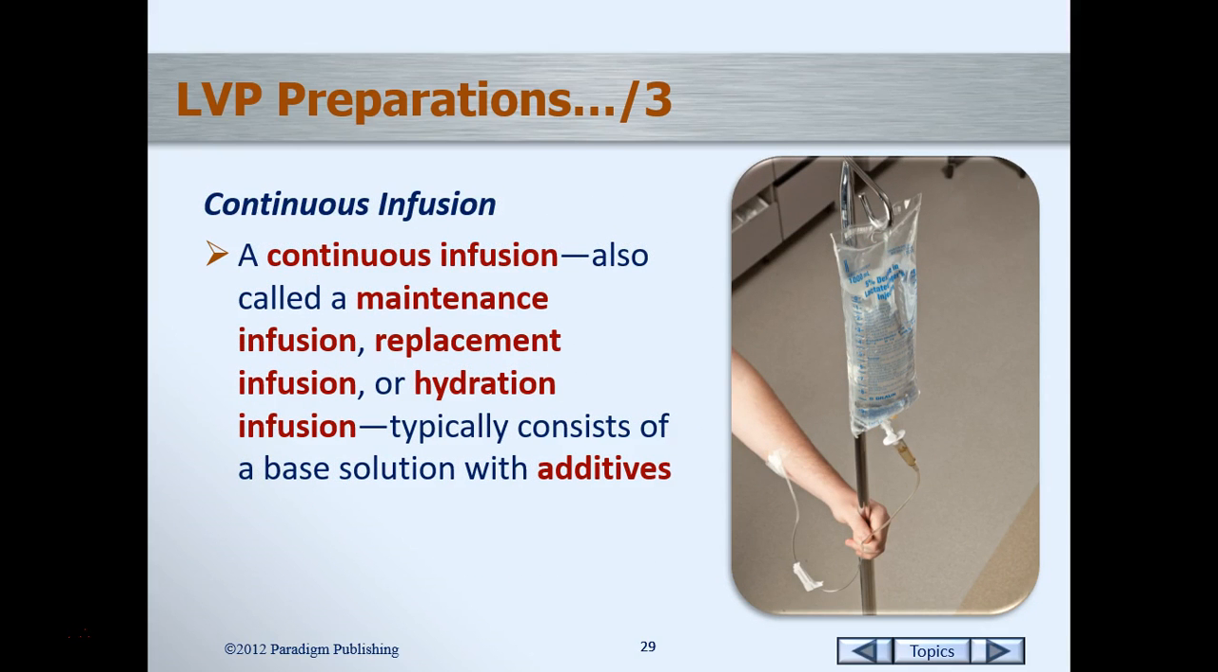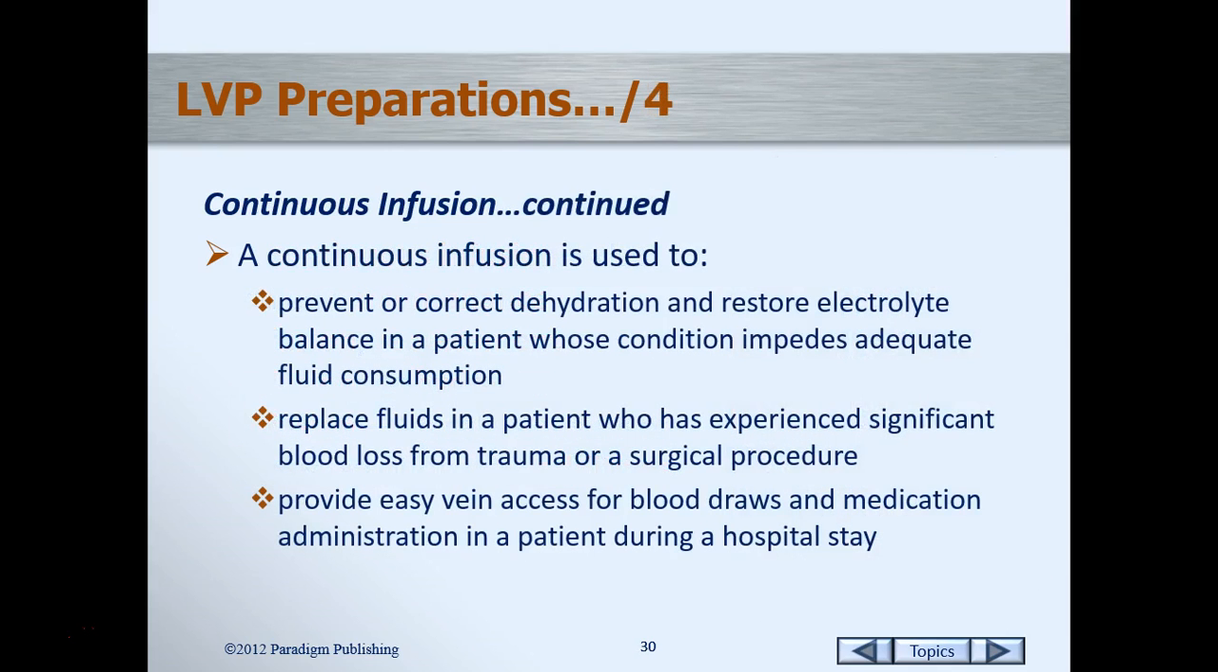So continuous infusion, sometimes referred to as maintenance infusion, replacement infusion, or hydration, is generally the base solution, and it may also have additives. These continuous infusions or maintenance IVs are used to prevent or correct dehydration and restore electrolyte balance in patients whose condition impedes adequate fluid consumption. So if someone is NPO, if they can't take anything by mouth, if they have long times where they're nauseous or they're vomiting or severe diarrhea.